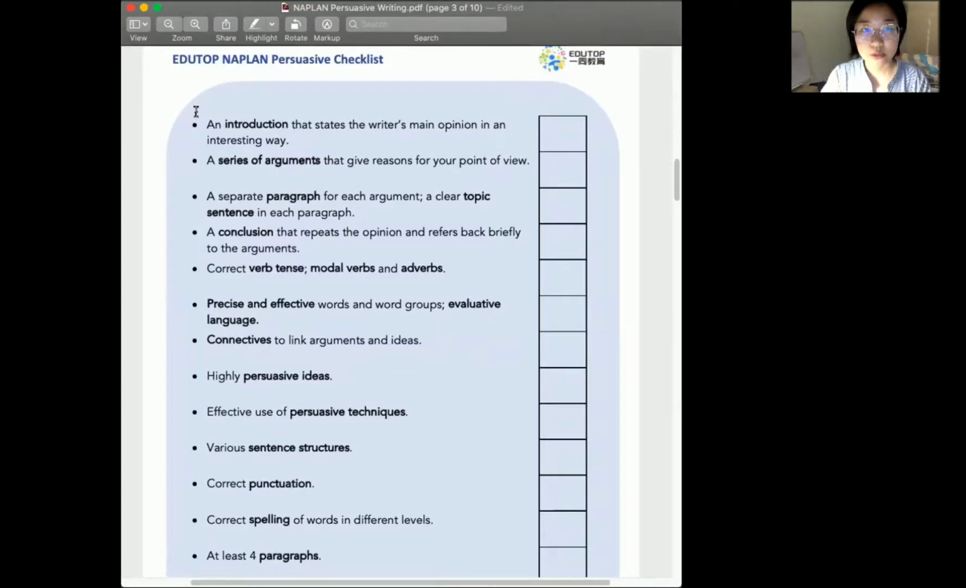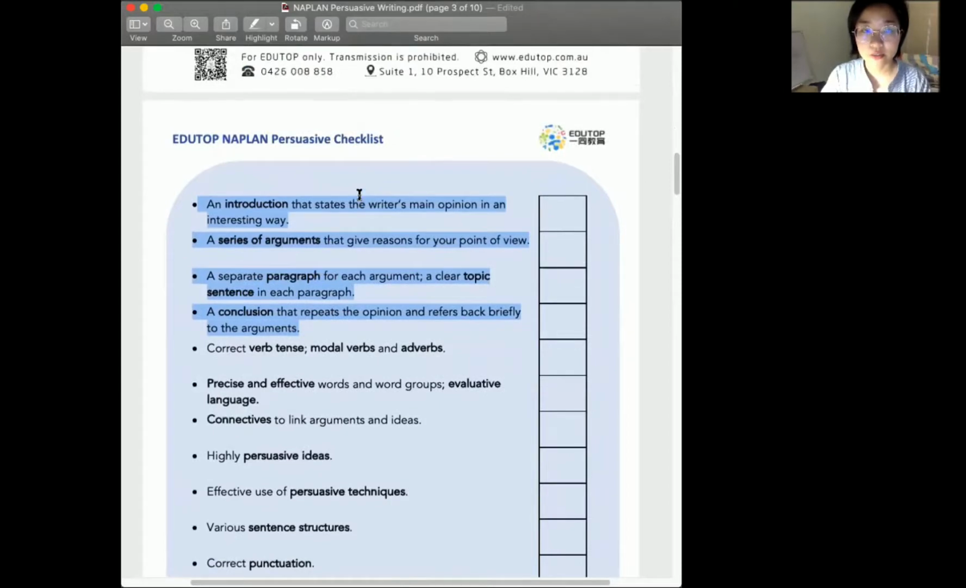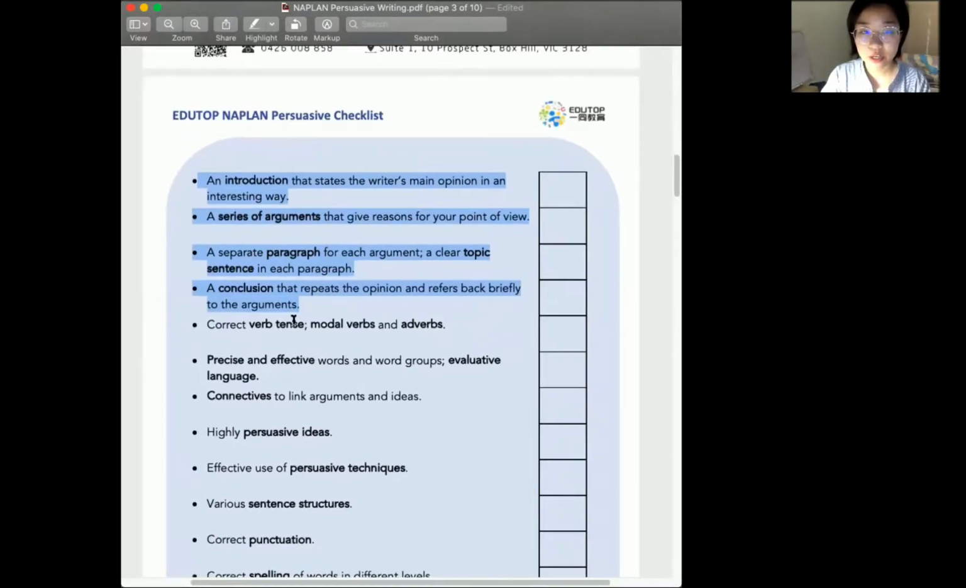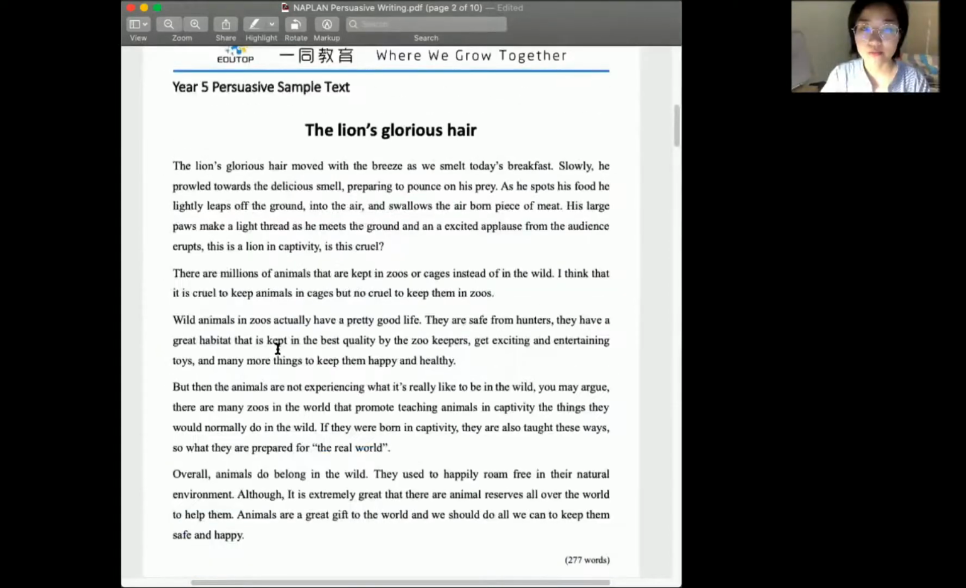So when you read it, you can first think about the structure parts of this writing. For example, the introduction, the arguments, the topic sentences, does it have paragraphs, and does it have a conclusion?